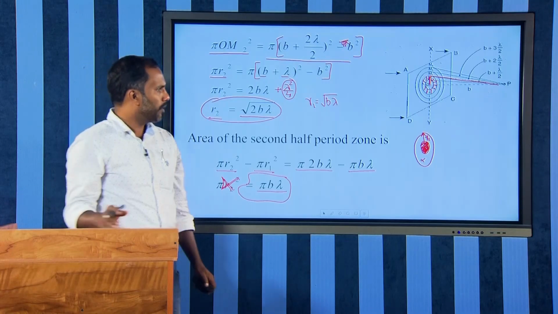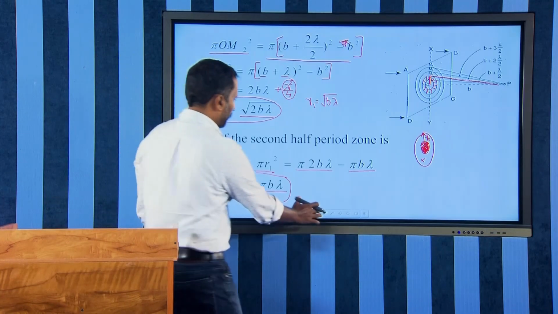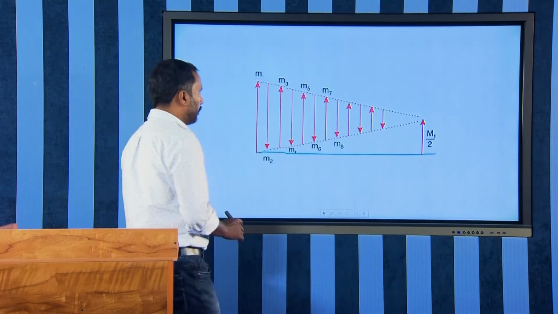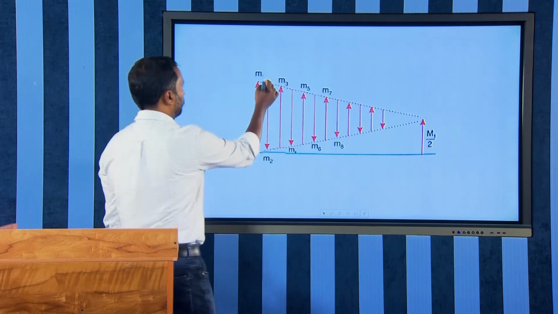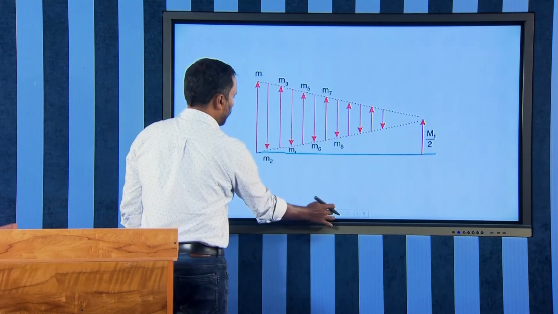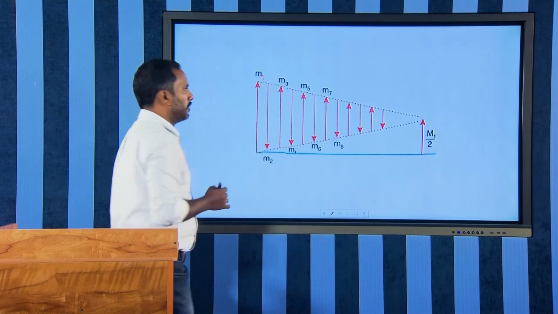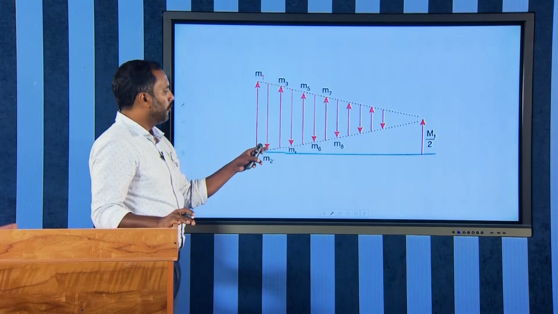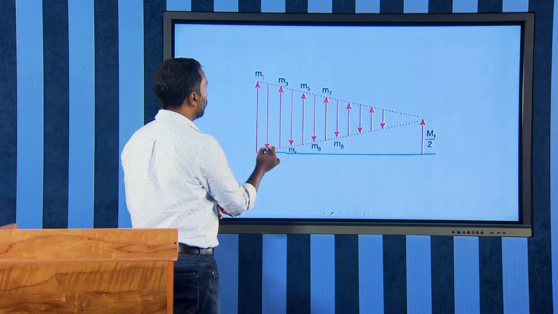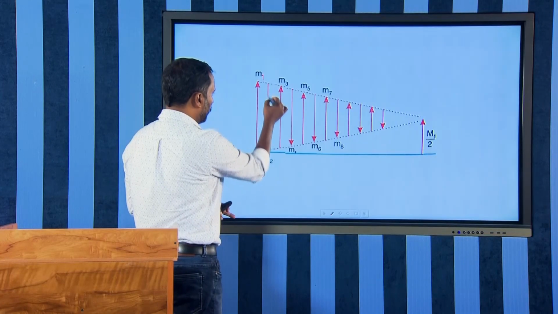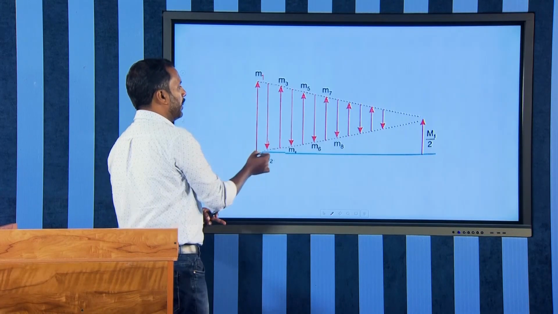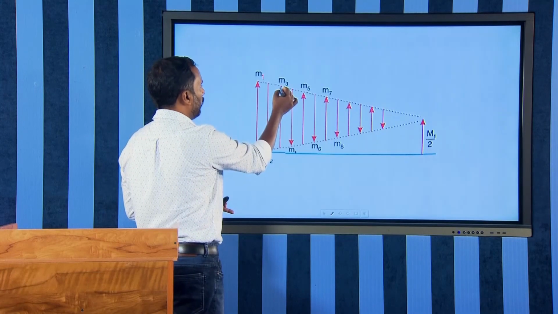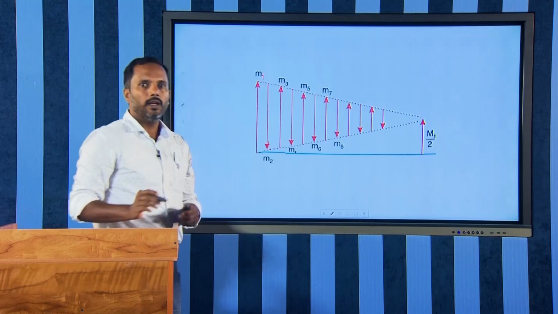Let us say M1, M2, M3. For example, M1 is the amplitude of the light wavefront from the first zone, and M2 is out of phase. So M2, the amplitude, is in the downward direction, while this was in the upward direction, and again M3 is out of phase with M2, which means M3 is in phase with M1.